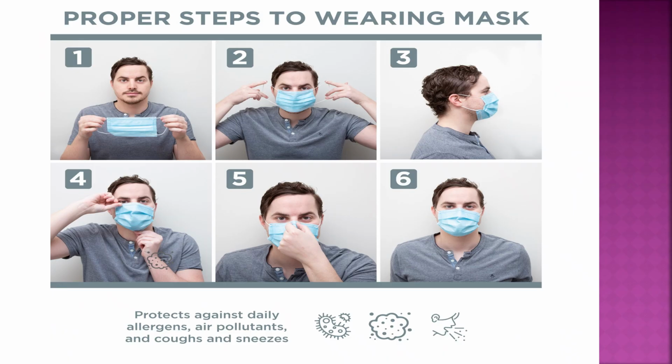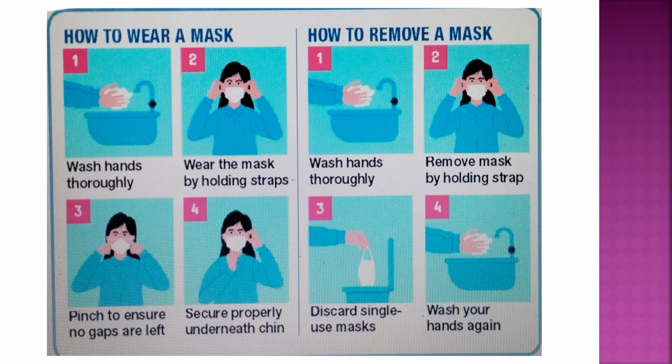Now, how to wear a mask. In this picture you can see a total of 6 steps. So how to wear a mask? First, do hand hygiene, then wear the mask by holding the straps, then pinch to ensure no gaps are left, and then secure it properly underneath your chin and then over the nose tightly.